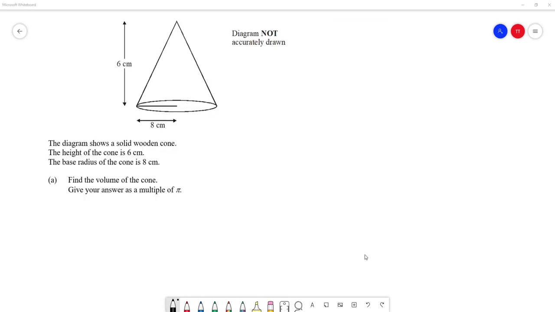Here's a question for you to try. You can pause the video, and when you're done, I will go through my worked solution. So you want to find the volume of a cone. Give your answer as a multiple of pi. It's a non-calculator question.